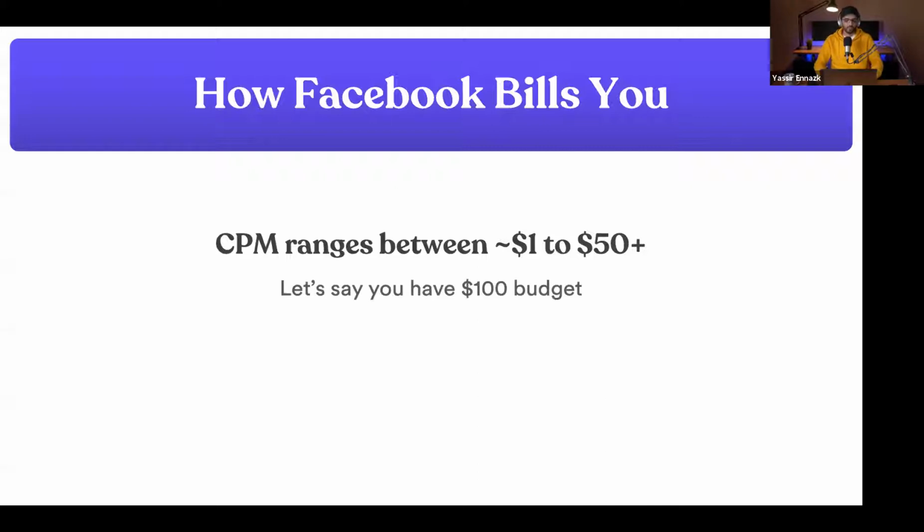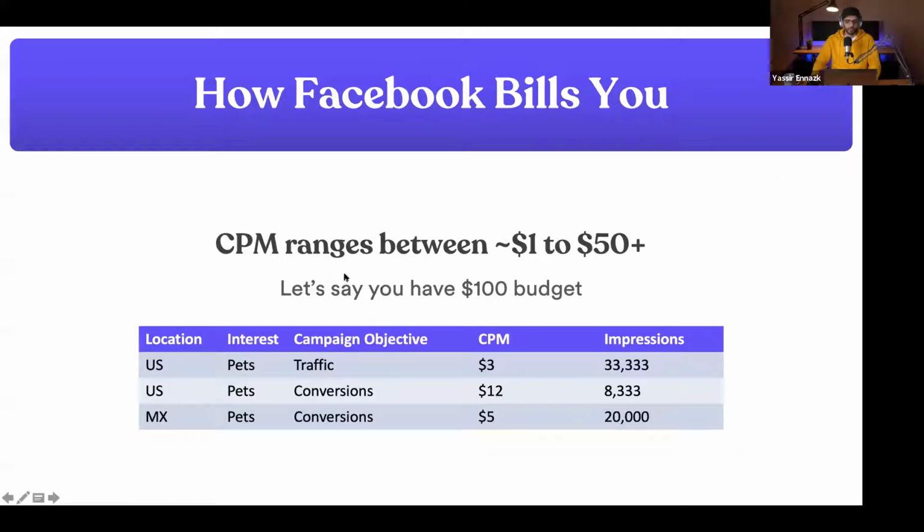So let's say we have a $100 budget, and we have some examples here. For example, we're targeting the USA, and the interest that we're targeting is people who are interested in pets. And we are using the traffic objective. The objective is what you set at the campaign level. That's where you tell Facebook the kind of audience to go after. So we want traffic.